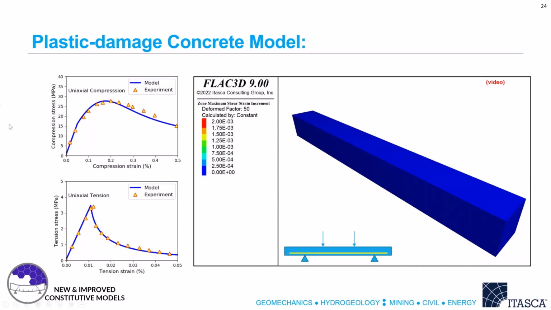So in this figure, on the left, we compared the FLAC3D model to some experimental data in both uniaxial compression and uniaxial tension directions. We can see that this model has a very good match with the experiment.